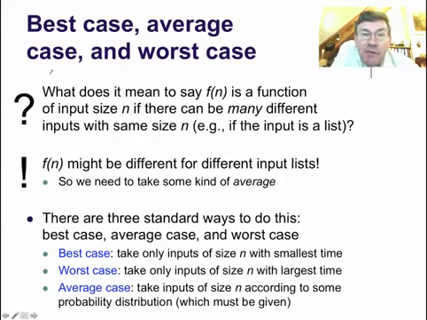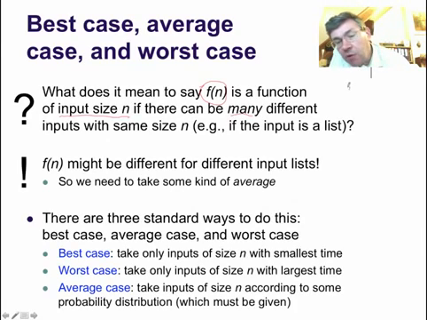In the previous examples, we always used functions whose input was an integer. So when we say f of n is a function of size n, it's easy. If the input is an integer, we can just take that integer. But what if there can be many different inputs with the same size? What if the input is a list?